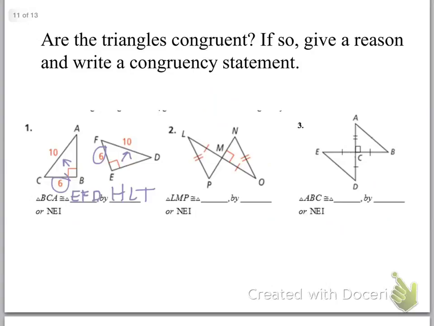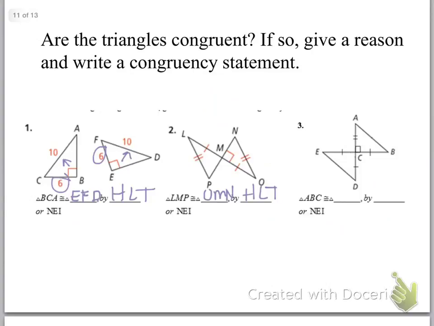My next one, I have angle side side. Well, that's not a shortcut, so let's see if there's anything else we could prove congruent. If we have vertical angles, they should be congruent. So I have two right angles, I have corresponding legs congruent, I also have their hypotenuses congruent. So hypotenuse leg theorem. Triangle L, so L matches with O because it's between the 1 and the 2, so we have to look at the one that's between the 1 and the 2. Matches with M is M, matches with P is N.